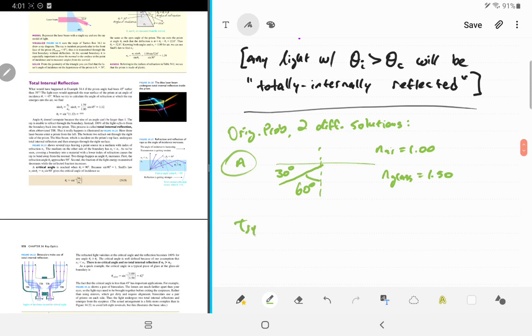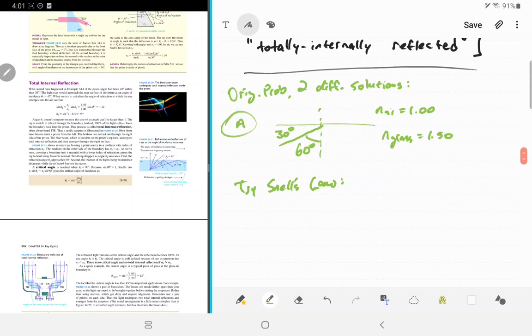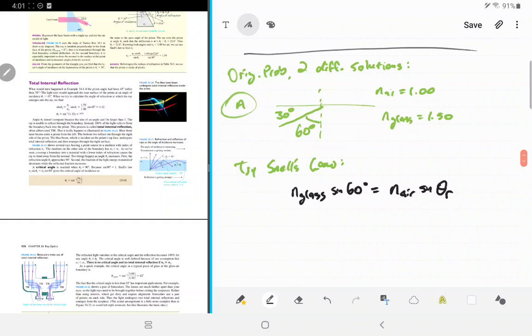Okay, so let's try Snell's law. So this solution, let's say we didn't know anything about total internal reflection. We're just blindly going through Snell's law. So let's see what happens. We have n glass times sine of 60 degrees equal to n air times sine of theta refracted. And we want to solve for theta refracted. We want to see what angle with respect to the normal the light emerges in air. So this is air.